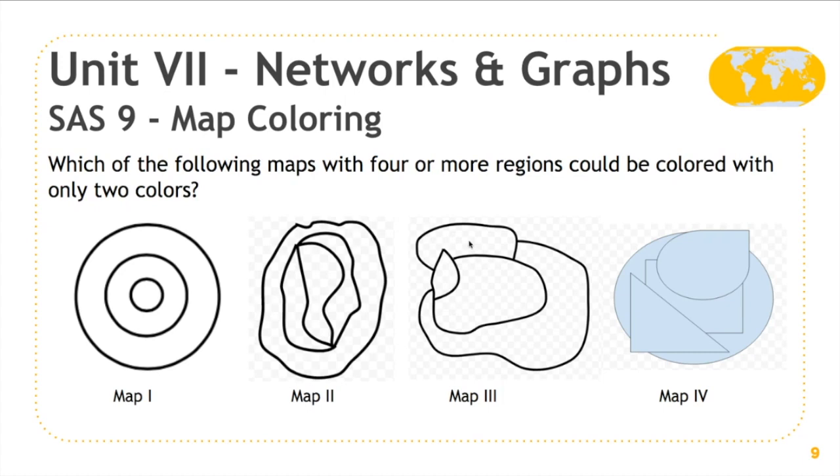Interesting. But we're going to need at least how many colors? 1. The outside and that inside is 1 color. 2, 3, 4. Yep. Okay. How about map 2?